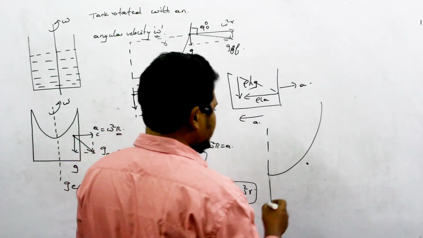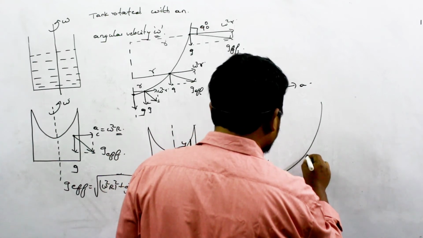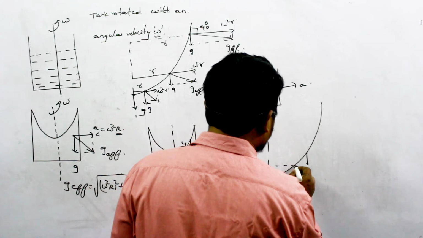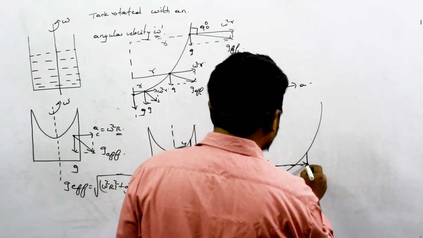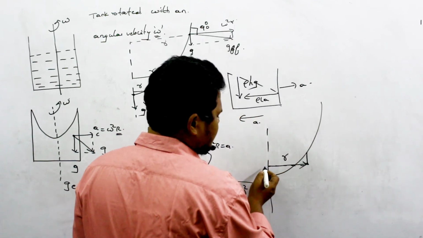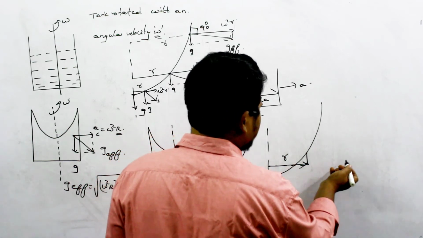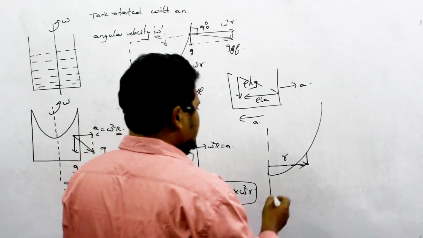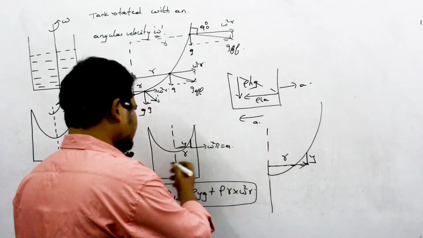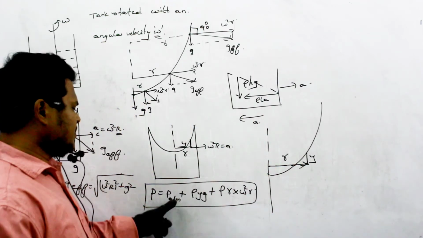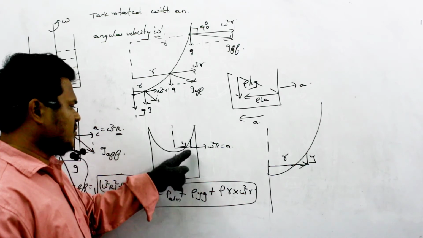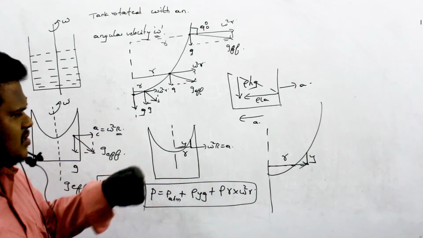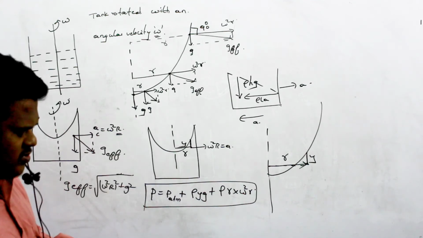One is atmospheric pressure, one pressure will be due to the height of this liquid column, and one more pressure will be due to this distance R, because as I move in this direction, centrifugal acceleration continuously increases. So pressure will be because of three factors: atmospheric pressure, pressure due to the height of the liquid column, and pressure due to centrifugal acceleration. These are the three pressures which will be acting at that position.